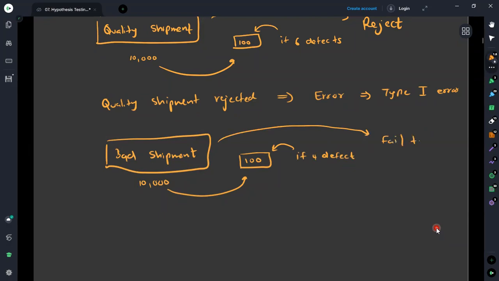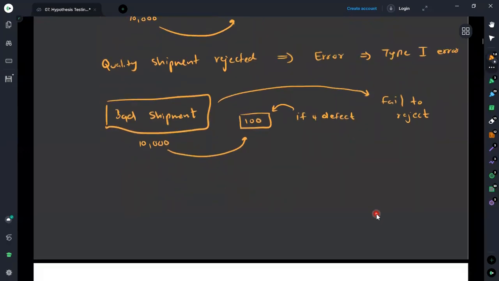It is because even though it is a bad shipment, since they have found the number of defects less than 5, they are failing to reject this shipment. Therefore, this is a bad shipment. It is not a quality shipment that they got, but they fail to reject. They are failing to reject a bad one. Therefore, this is also an error that they are committing. This is supposed to be the type 2 error that they are committing.